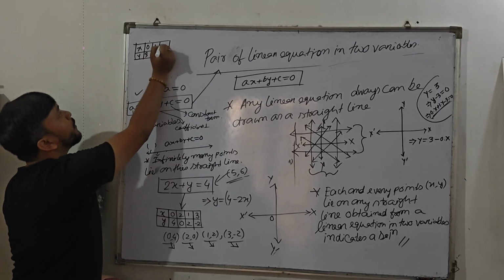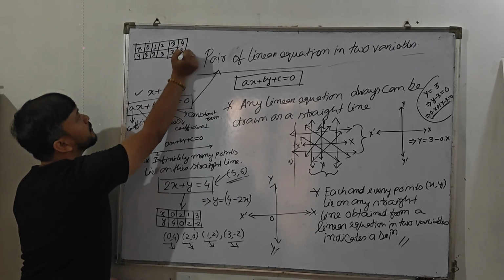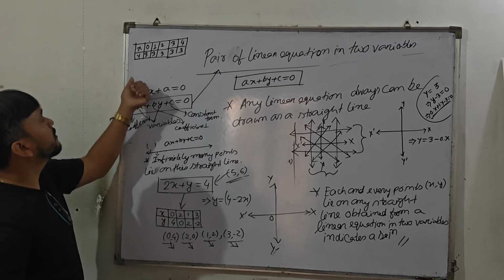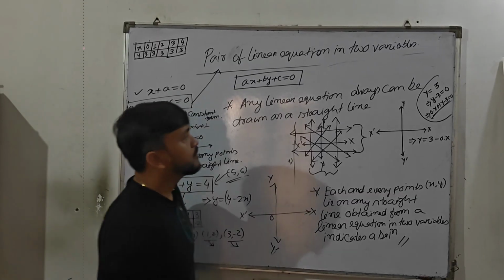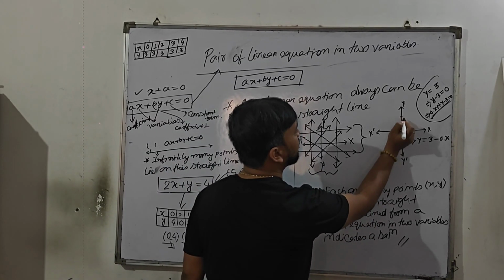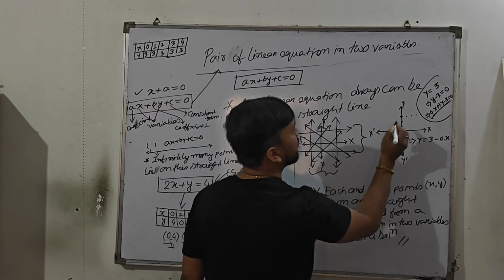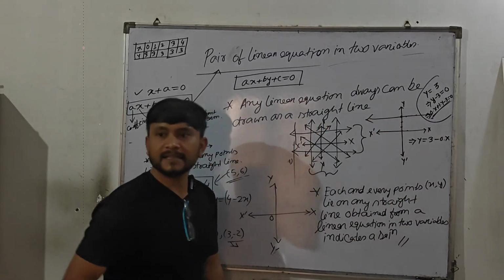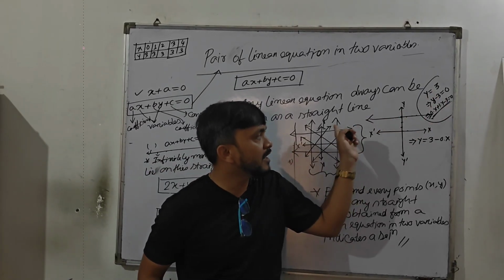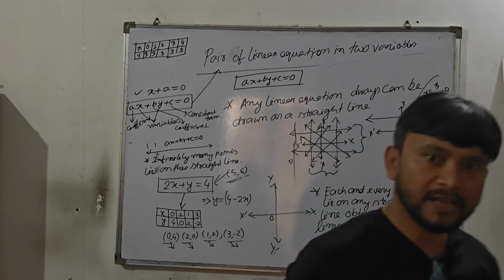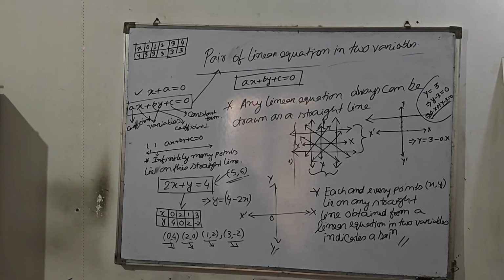When x is 2, y is 3. When x is 3, y is 3. When x is 4, y is 3. That means the value of y is independent, it is not depending upon x. Whatever the value of x, y is fixed at 3. So the line will be parallel to the x axis. In this equation the x variable is missing, and when a variable is missing, the line is parallel to the axis of the other variable.